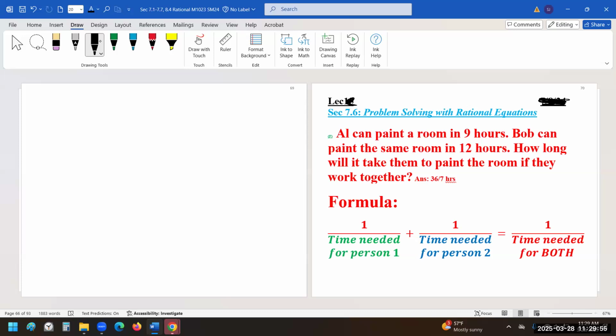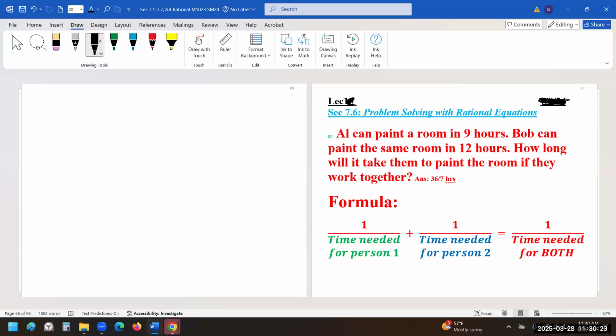It says, Al can paint a room in 9 hours. Bob can paint the same room in 12 hours. So Bob is kind of lazy. How long will it take if you let them work together? So one takes 9 hours, another takes 12 hours. And if you want to put them together and figure out how long they both take, the fast one and the lazy one, if they work together.